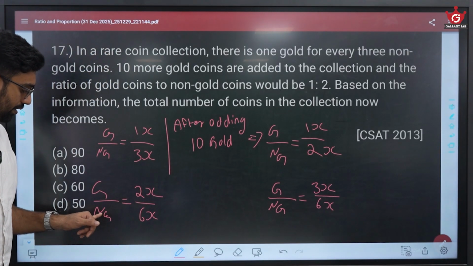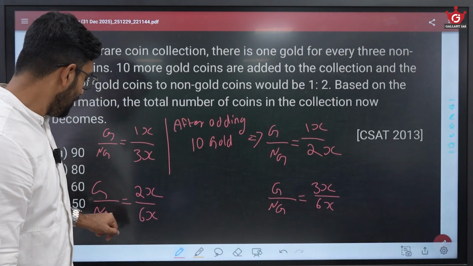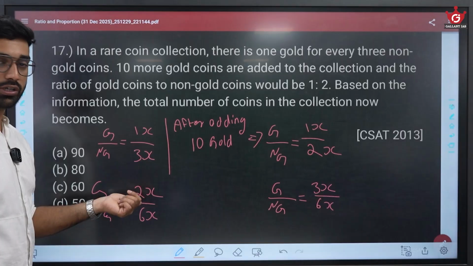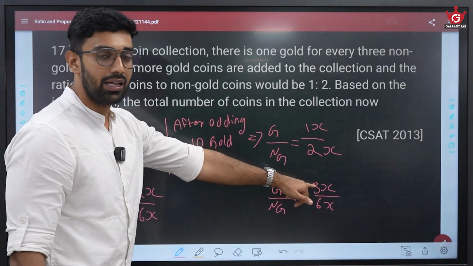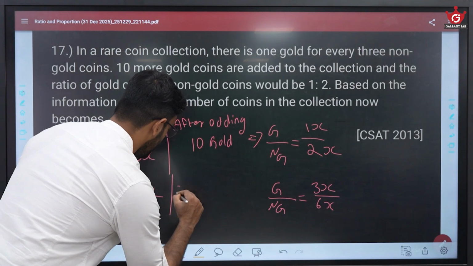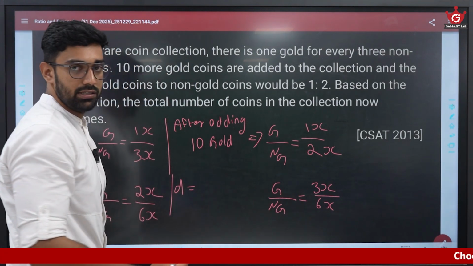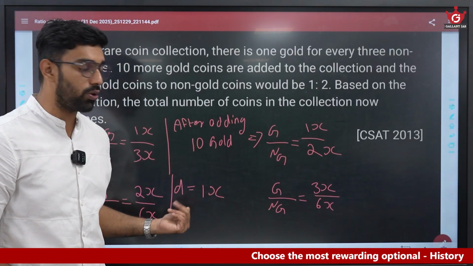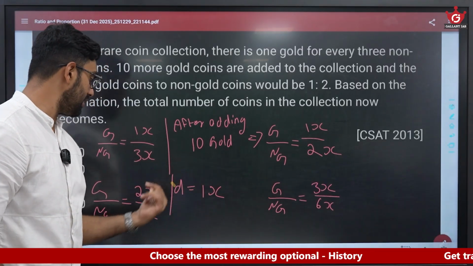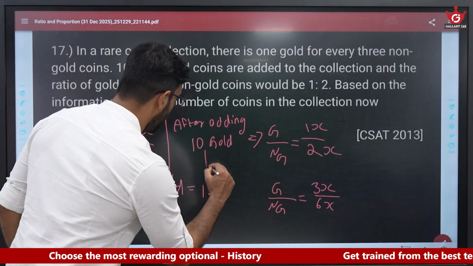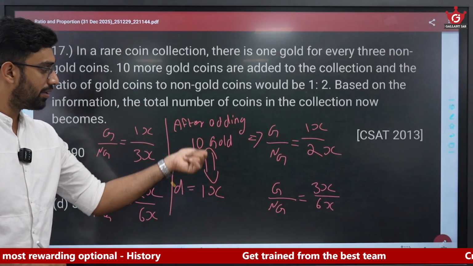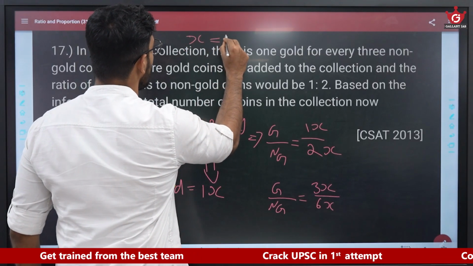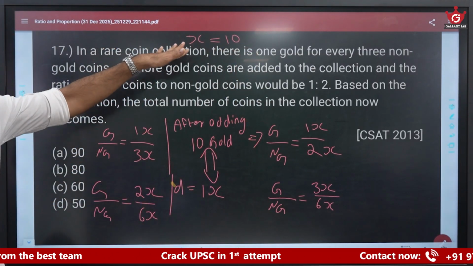Now the non-gold coins are the same, that is, here it is 6x and here it is 6x. So the difference in the gold coin, here it is 2x and here it is 3x, so the difference is 3x minus 2x, that is 1x. This 1x is due to the addition of these 10 gold coins. So which means x is equal to 10.